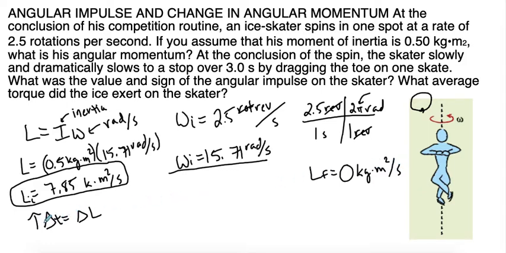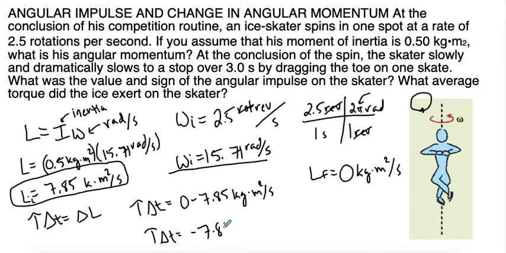So if we're trying to find angular impulse, which is torque times delta time, or torque change in time, that's going to be 0 minus 7.85 kilograms times meter squared per second. So it's just going to be negative 7.85 kilogram times meter squared per second.